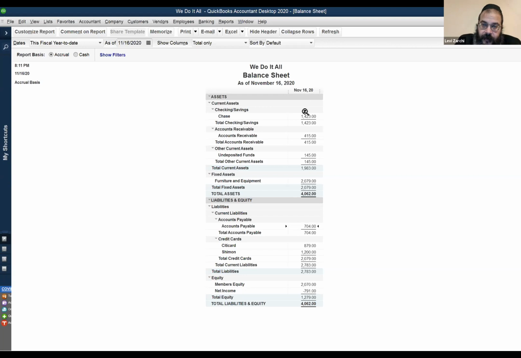Well, we have to take the money out of the bank. What happens if we want to get rid of the credit card bills and we don't have the money? There are two options. Either we increase owner's equity, meaning we put more money into the company to pay off the liabilities, in which case liabilities will turn to zero. We would have to inject another $2,783 to pay off the liabilities. The member will have to put that in.